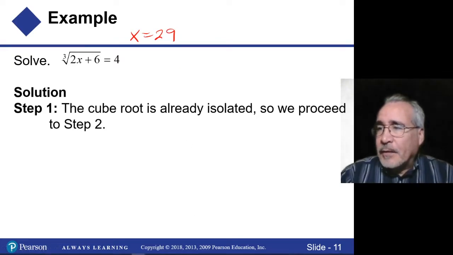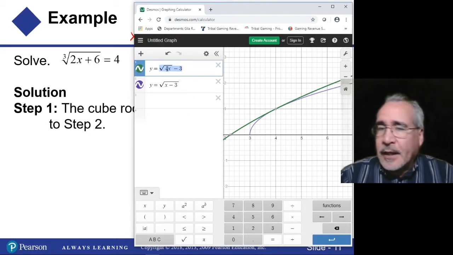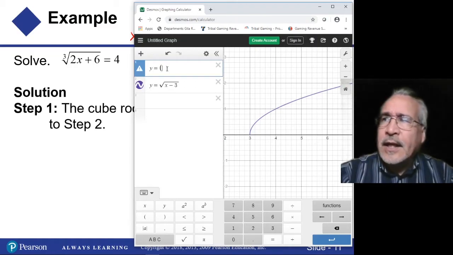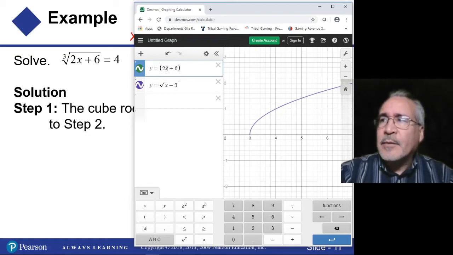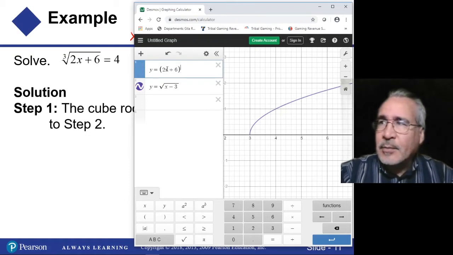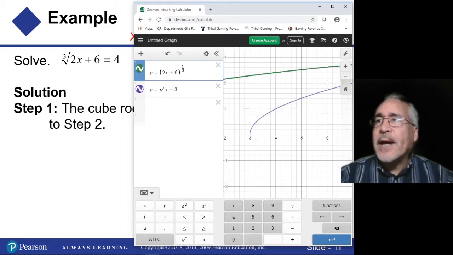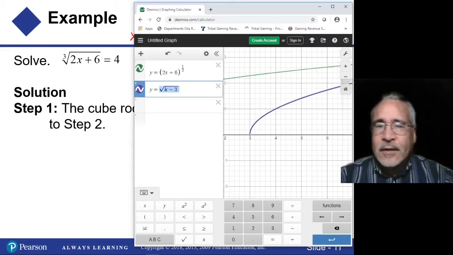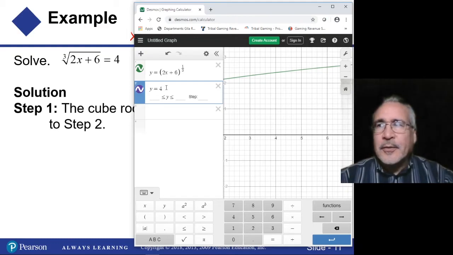Okay, before I move forward, I want to show you how you could use Desmos to do the same thing. What you need to do, I think we did this in the earlier one, is we put the parentheses 2x plus 6, and then we raise it to the exponent 1 divided by 3, the 1/3 power. That's what a cube root is. So you just need to remember that part. And then over here, we'll just put in 4.